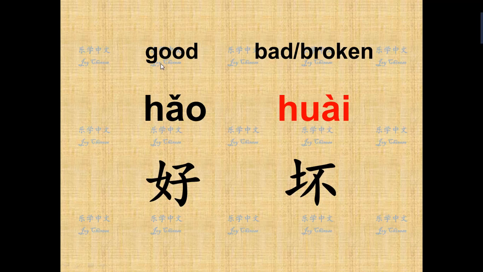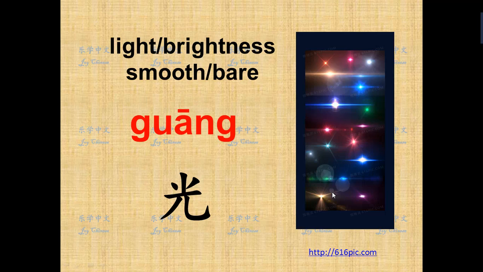Next one is a combination of he and uai with the fourth tone. He uai, huai. It means something is bad, or somebody is bad, or is broken. Huai. Here is something we learned, hao. These two are opposite words. Hao, huai. So good people or bad people.